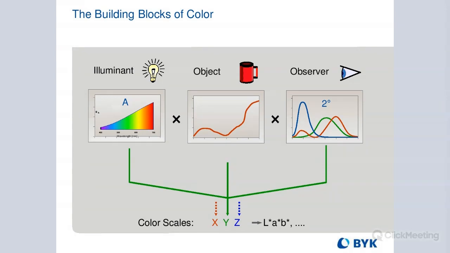All right, so we talked about everything. Sorry, it's a bit weird the way we are having to do it. You have the spectral curve, you have the object, you have the illuminant, and everything has to come together. Originally it was XYZ, and now it's LAB. And LAB makes it easier for us to communicate color to each other.